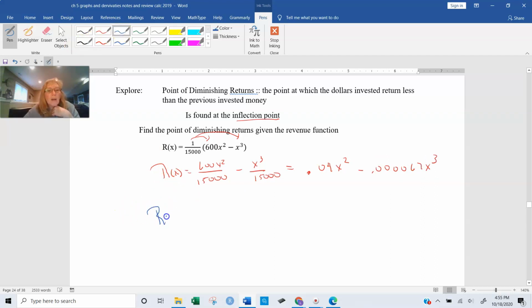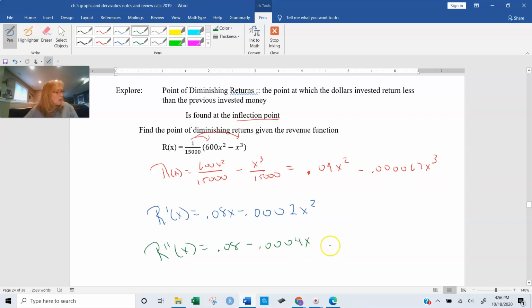Now I'm going to find my first derivative. So that's going to give me 0.08 minus, take 3 times that, and you get 0.1232 x squared. Okay, the one I care about though is the second derivative. So we're going to add our double prime of x. So this is going to be 0.08 minus 0.0004 of x. We're going to set him equal to 0.